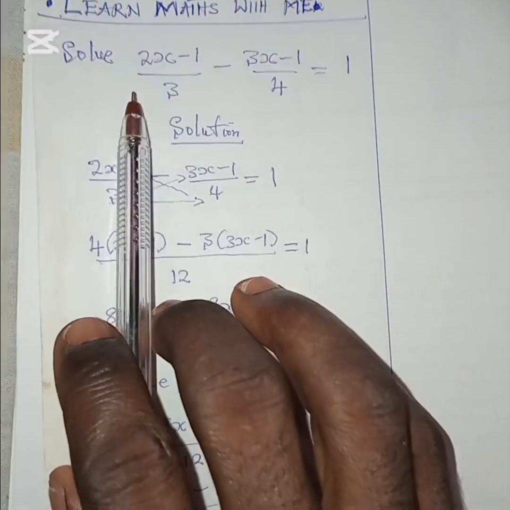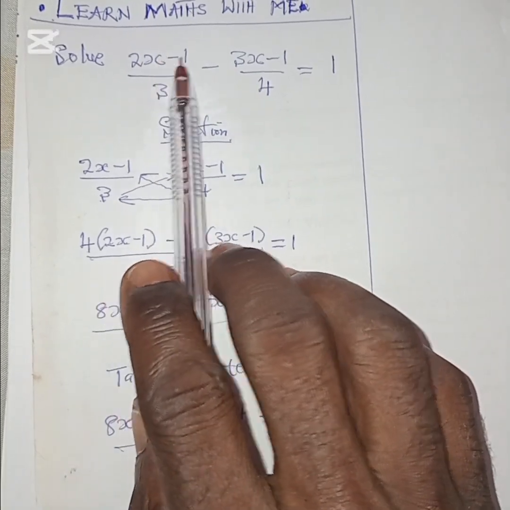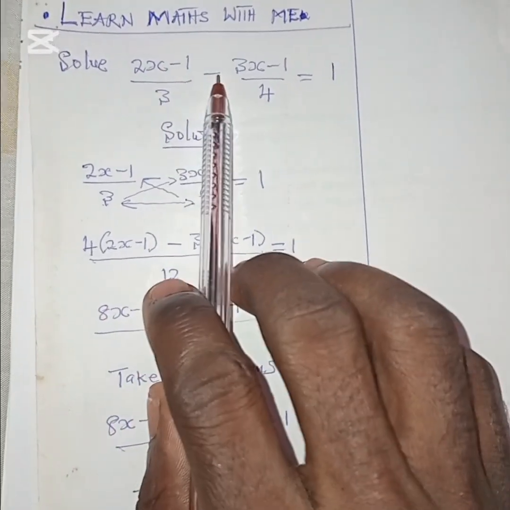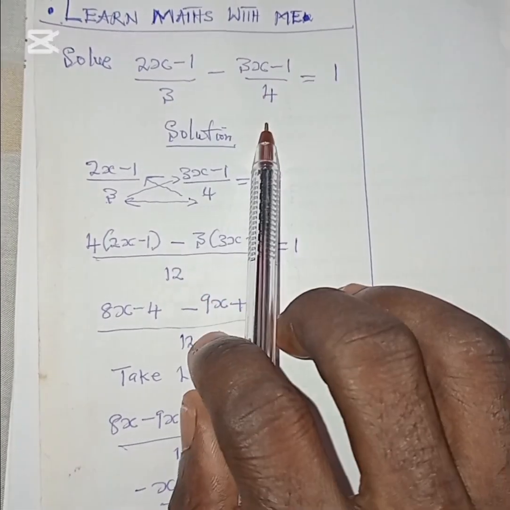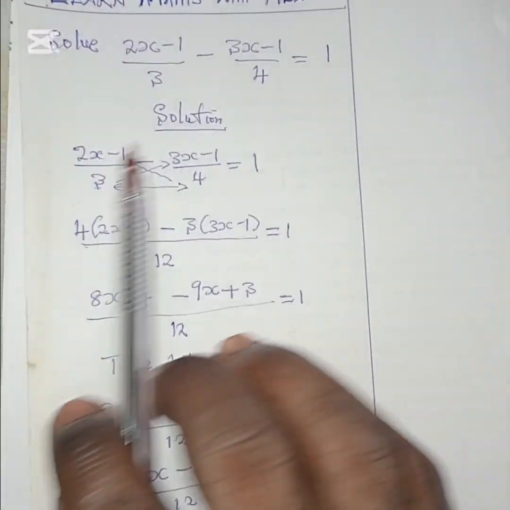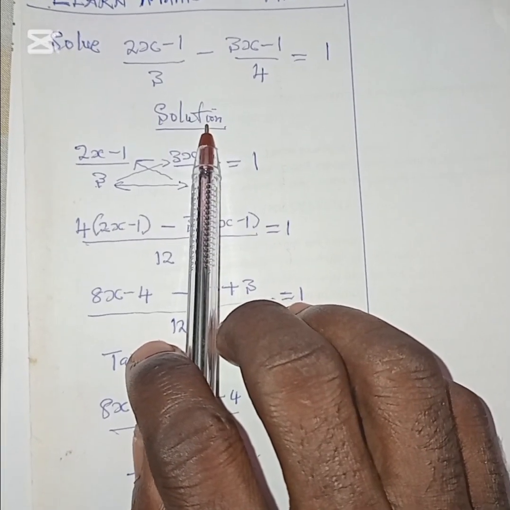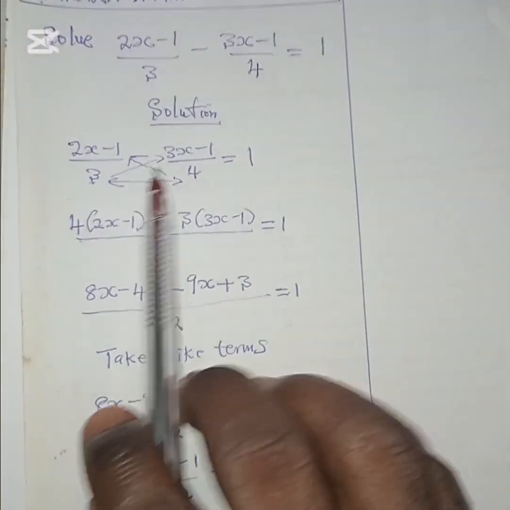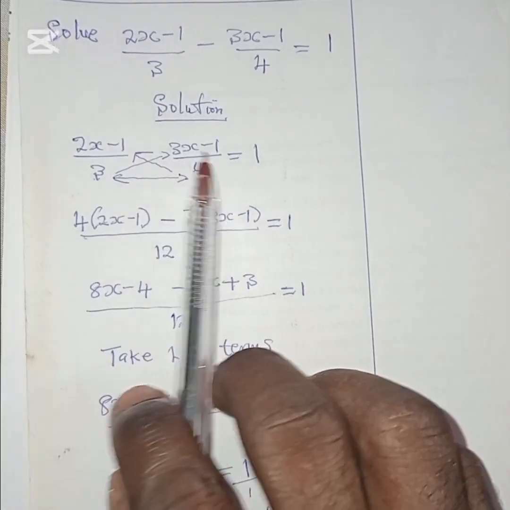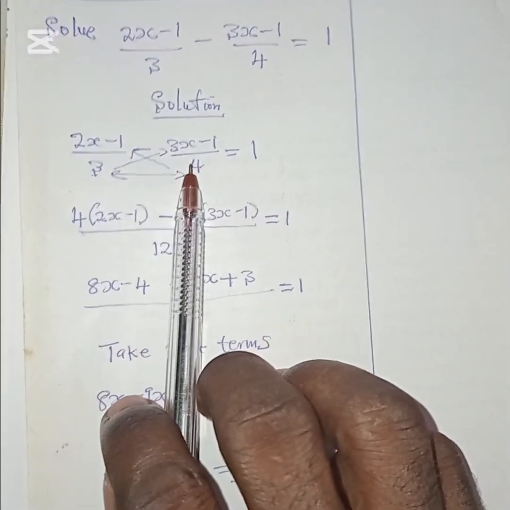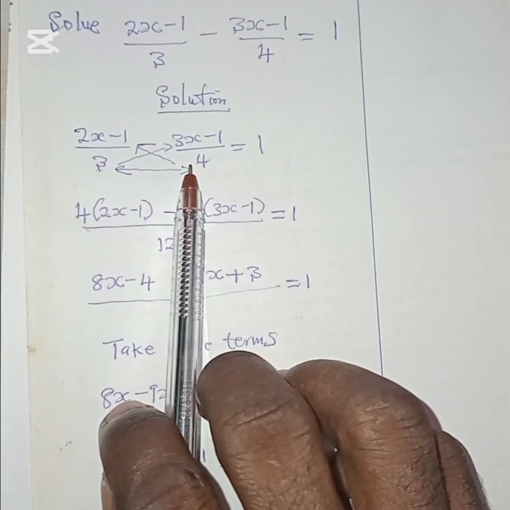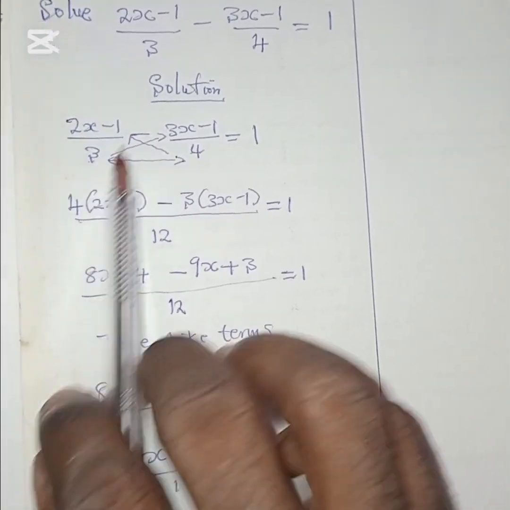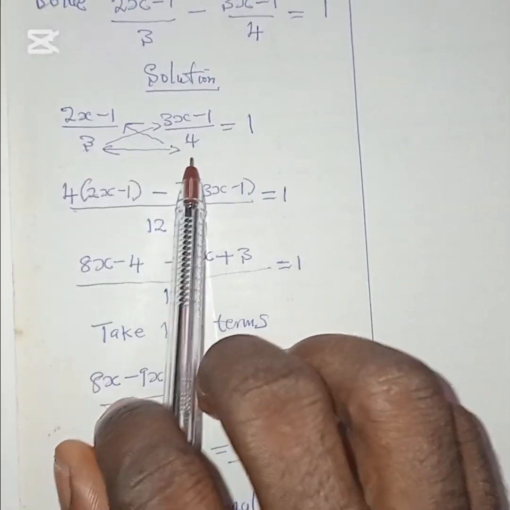Now the question says solve 2x minus 1 all over 3 minus 3x minus 1 all over 4 is equals to 1. Now the first thing you say what? Solution. Then you come down, write the equation again. Now the first step is to cross multiply. What does it mean? It means that 4 will multiply everything that is here, 3 will multiply everything that is here, and 3 will multiply 4.